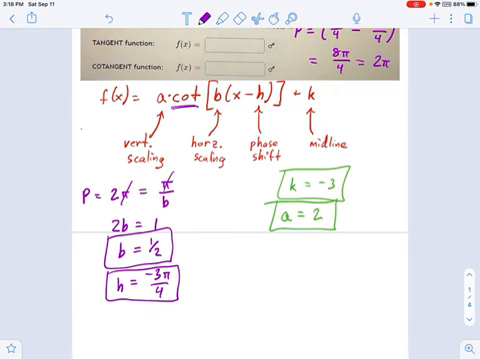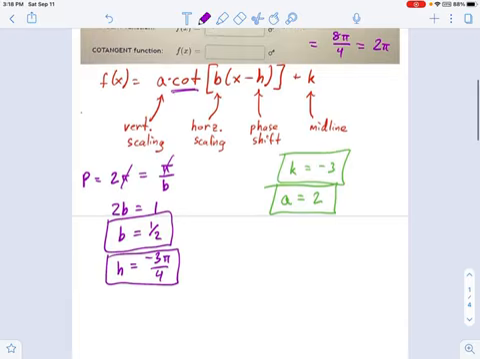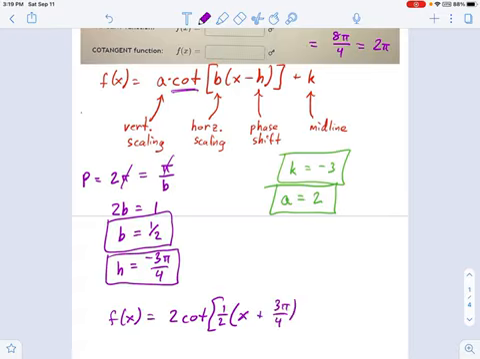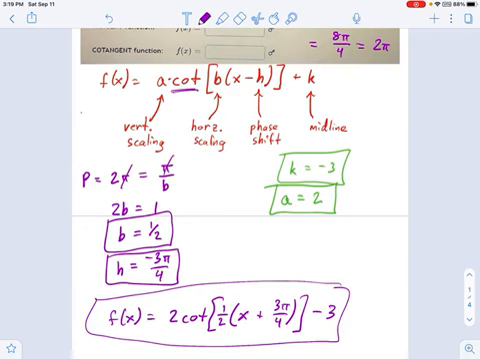Now we're going to take these guys and just plug them into an equation. So according to the general format right here, I'm going to write it the same way. F of x equals a, which is 2, times cotangent, times b, which is 1/2, that's the horizontal scaling factor, x minus negative 3 pi over 4, which is going to be x plus 3 pi over 4. And there's your midline. Okay, so that is our answer. That's this graph in terms of a cotangent function.